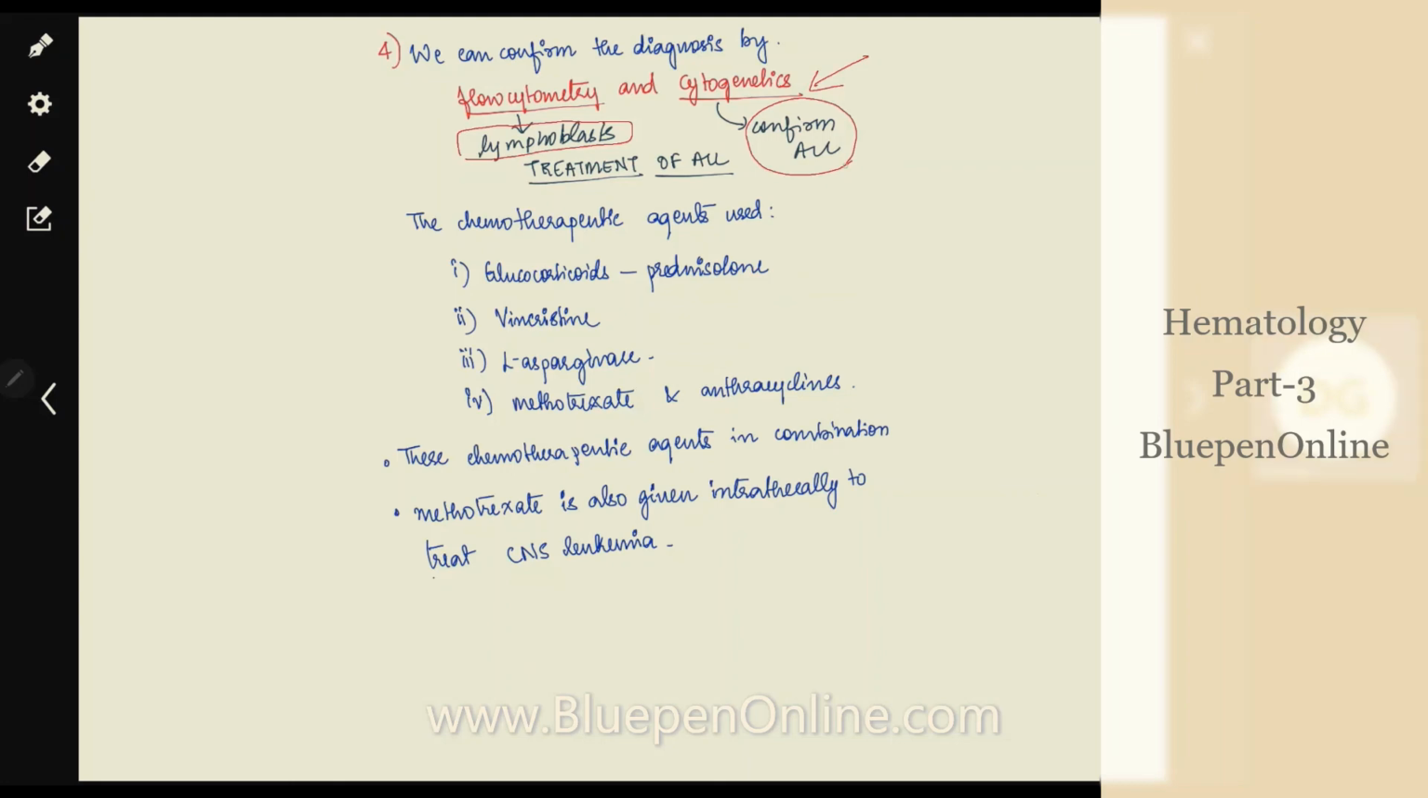To treat ALL, the following chemotherapeutic agents are used. Glucocorticoids, particularly prednisolone, vincristine, L-asparaginase, methotrexate and anthracyclines. These chemotherapeutic agents are used in combination. Methotrexate is also given intrathecally, that is directly into the cerebrospinal fluid, to treat CNS leukemia, that is infiltration of ALL into the brain.